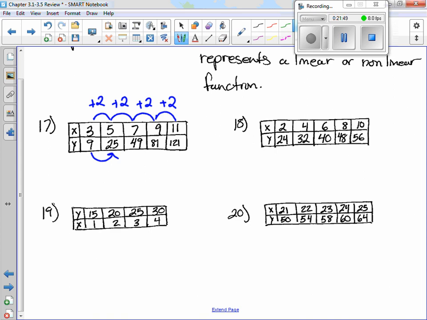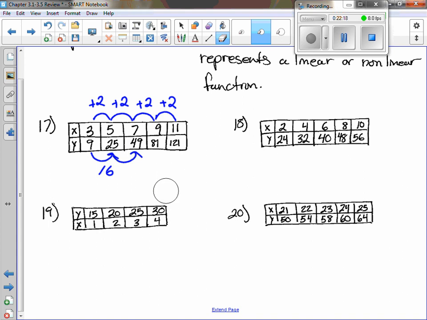How about from here to here? That is 16. What's 49 minus 25? Because I could subtract it, go 25 minus 9, and find the difference of 16. We could do 49 minus 25, which I believe is 24.